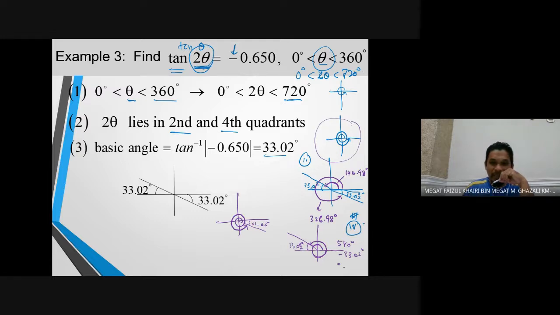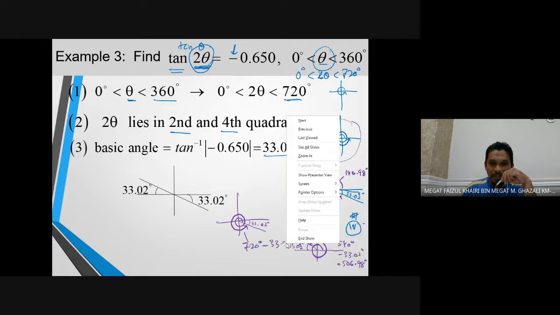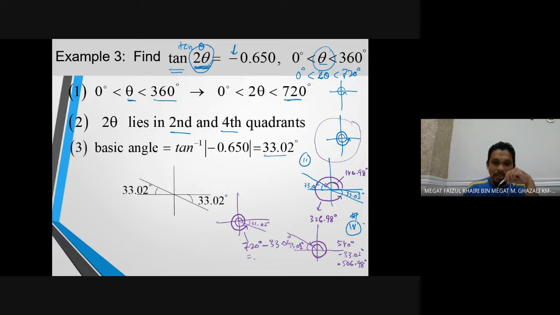Okay, try to click the button, call the calculator. 540 minus 33.02, which is 506.98. 506.98 degree. So for this one here now, just imagine it is 720 degree minus 33.002 degree. Okay, so this is the list of the angle.